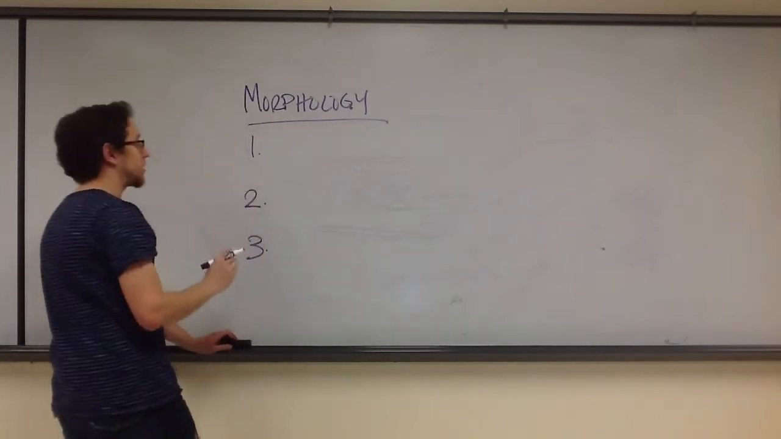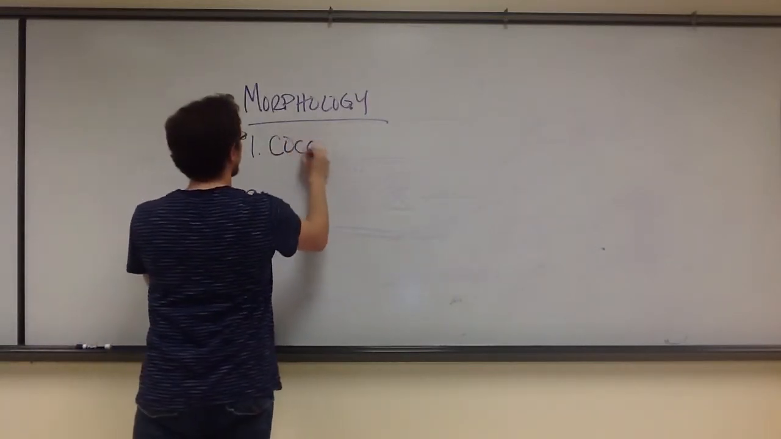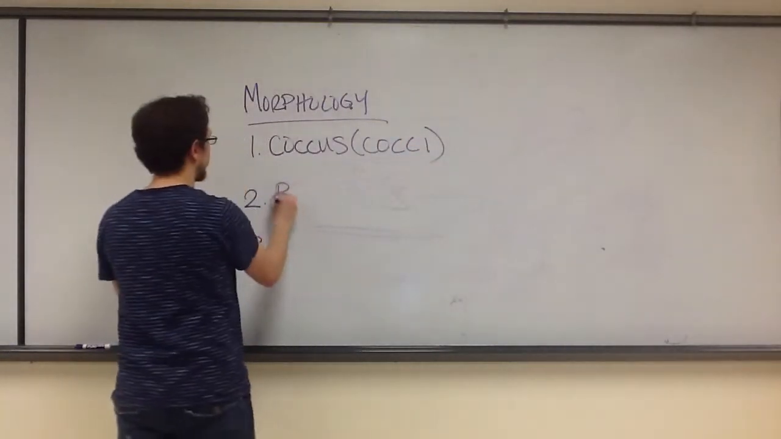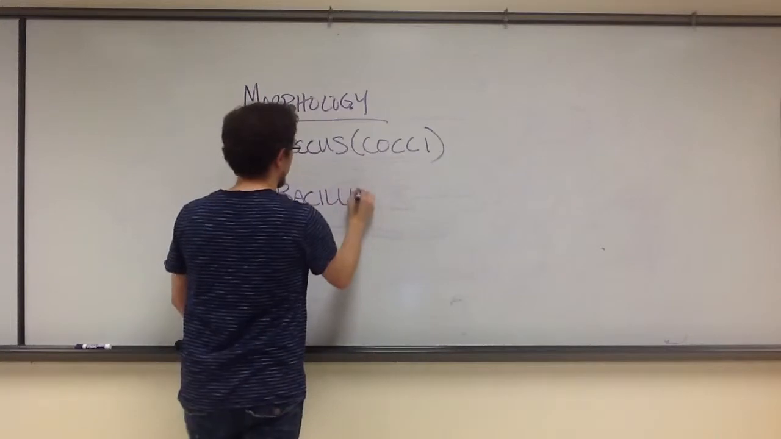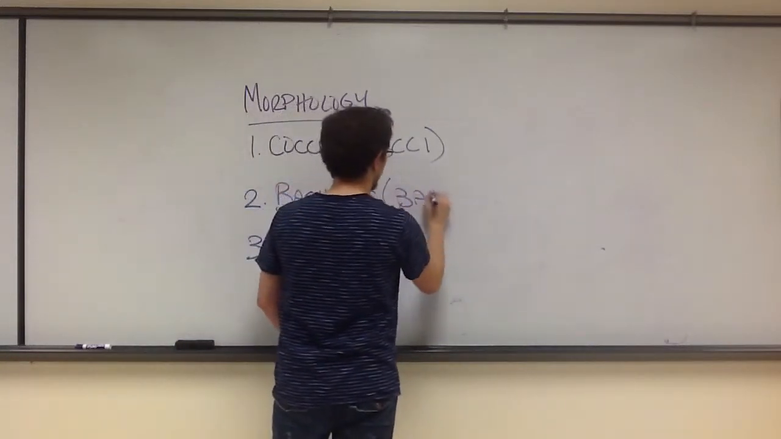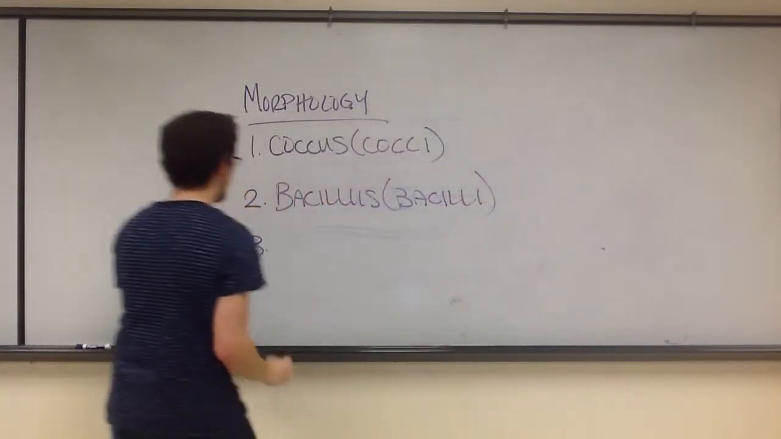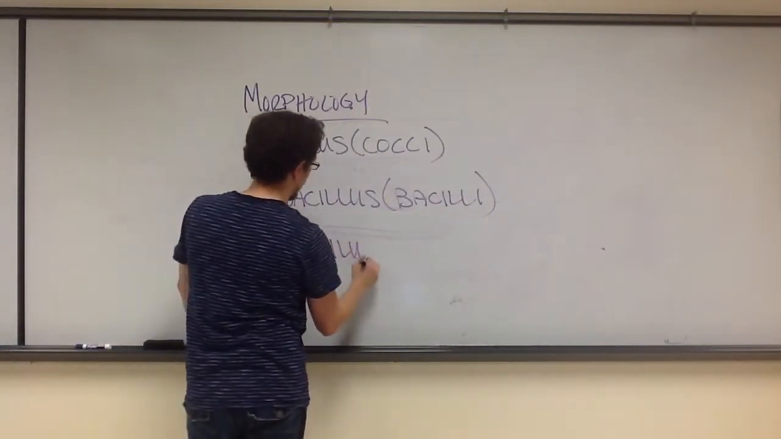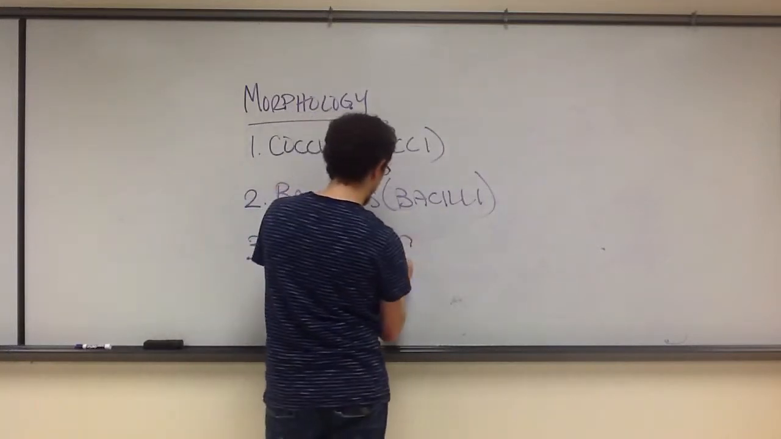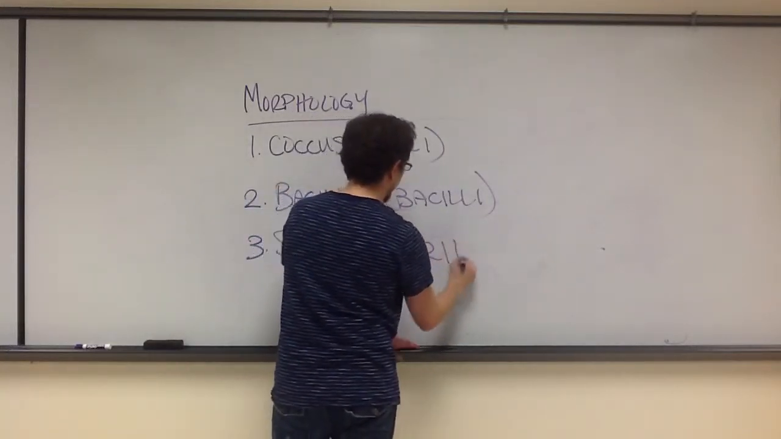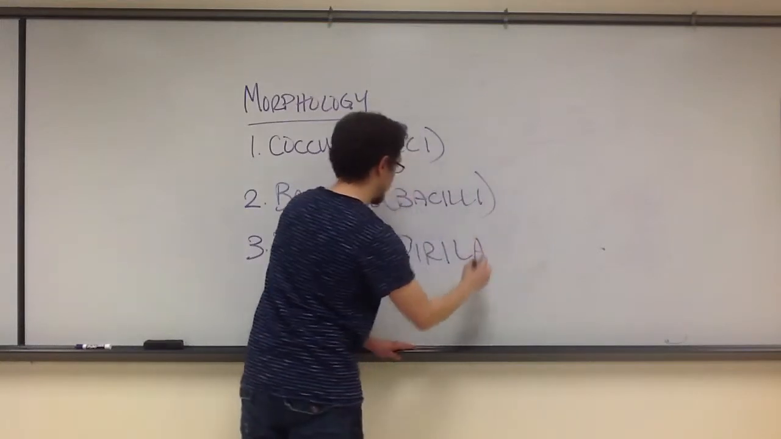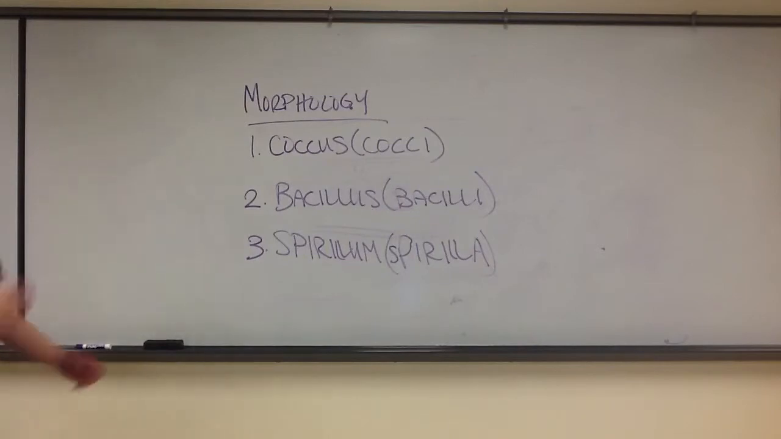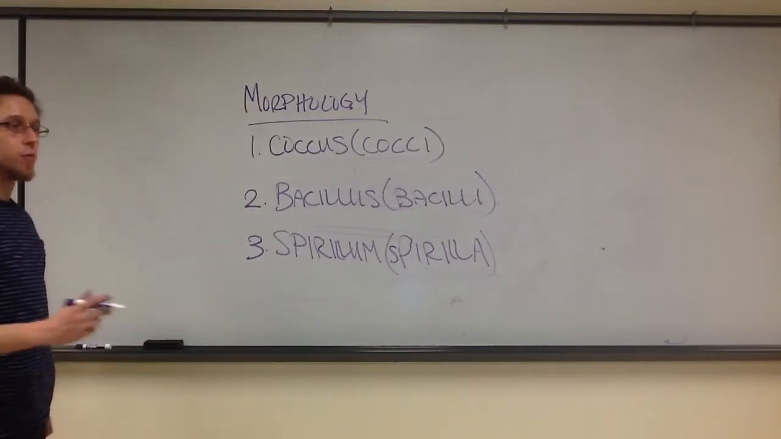There are three classifications. Coccus, or cocci, bacillus, or bacilli, and finally, spirillum, or spirilla. I'm going to give you an easy way to remember each of these morphologies.